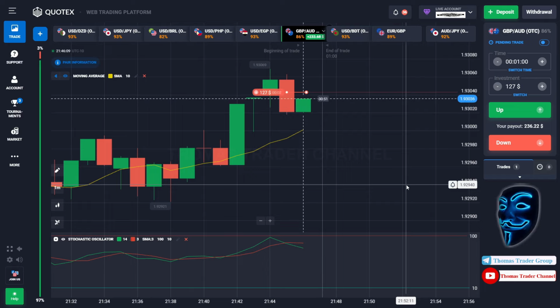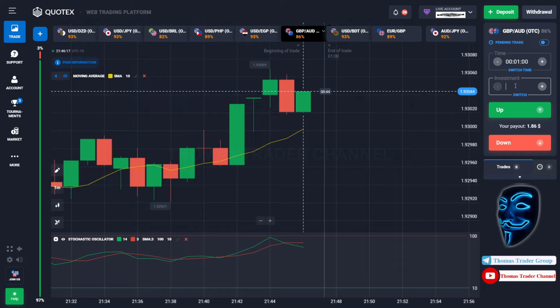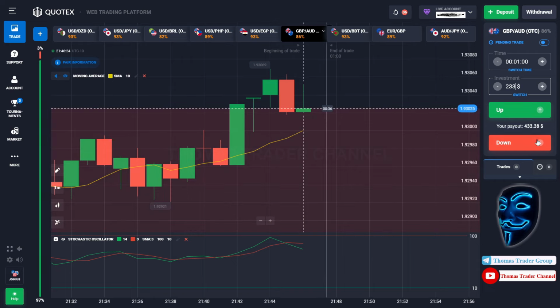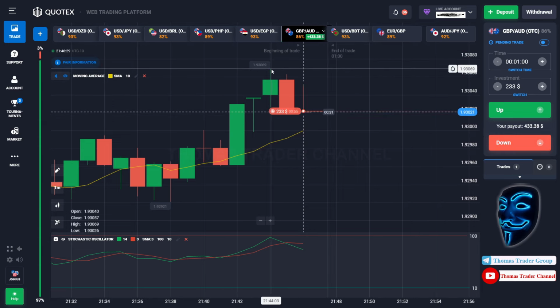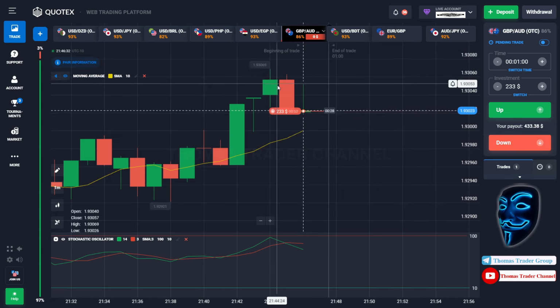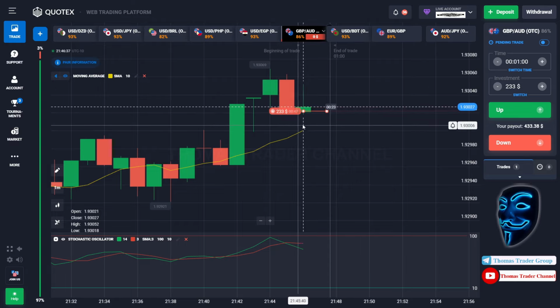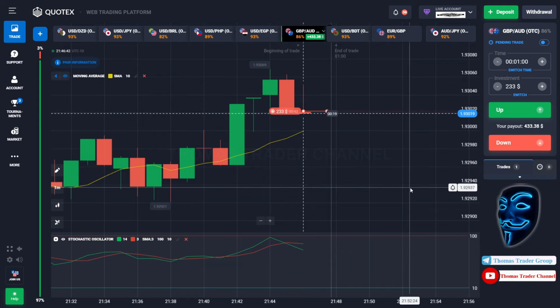We made a right prediction over here. We made a profit of $233. Let's change our investment into $233. And over here we still can open sell for 1 minute. Because I'm sure that the market will still continue the correction to the moving average line before it continue the bullish trend. Let's prove it and let's wait till the end of our trade.